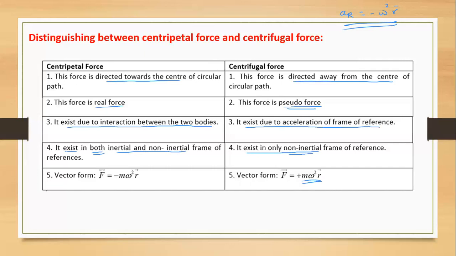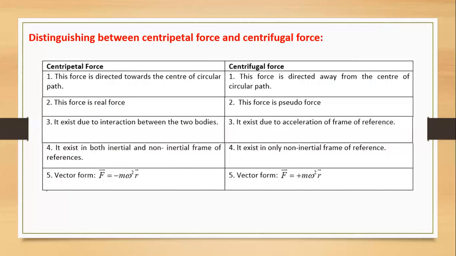One more thing, you can write the same formula this way also: minus m v square by r into the unit vector r cap. When you want to write in terms of v, we can write like this. So this is also a formula of centripetal force in vector form. Now that's it for centripetal and centrifugal force. One more thing you can remember here, centripetal force is a necessary force for circular motion, and centrifugal is a result of circular motion. It comes after the circular motion. So remember it is the result of the circular motion.